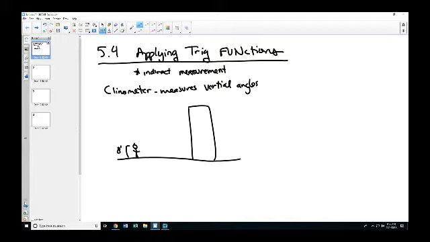Let's say this person is standing 100 feet from the building, because you can measure that distance pretty easily with the tape measure. This is not to scale. This guy just happens to have his pocket clinometer with him because he's a math nerd. And he uses that clinometer to measure what's called an angle of inclination.